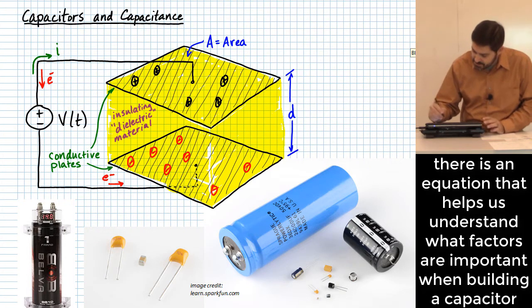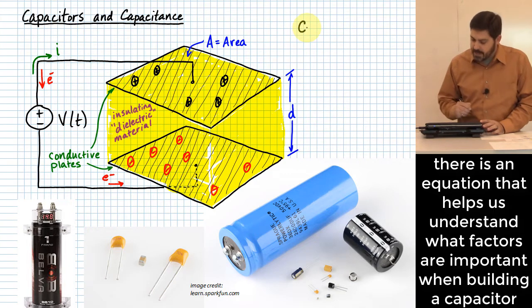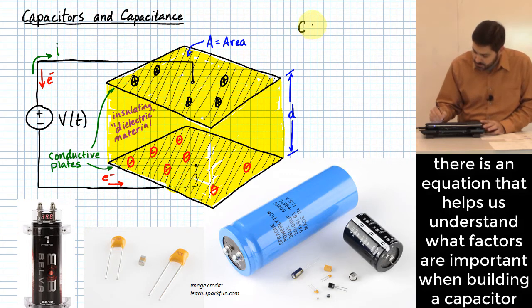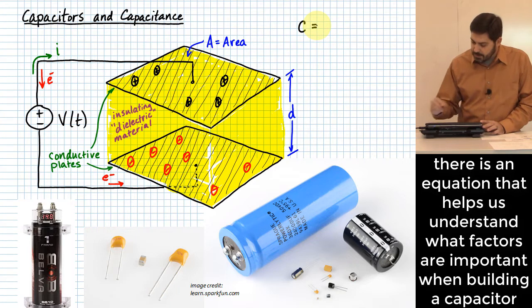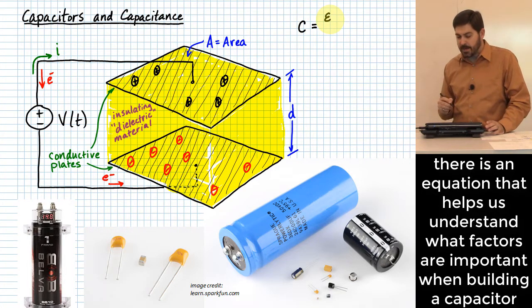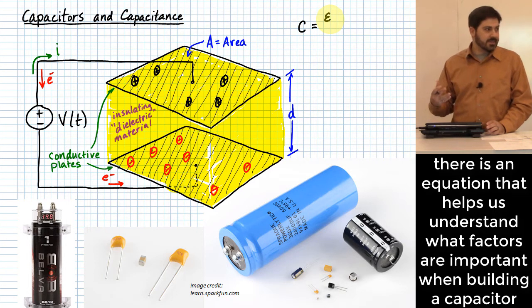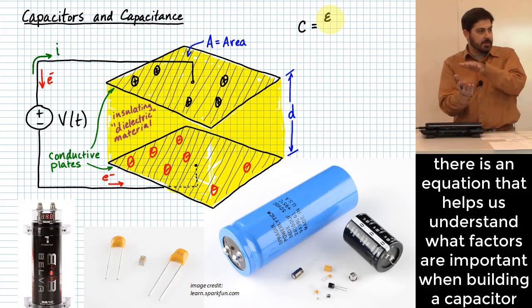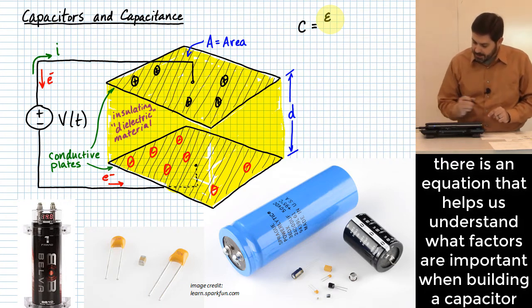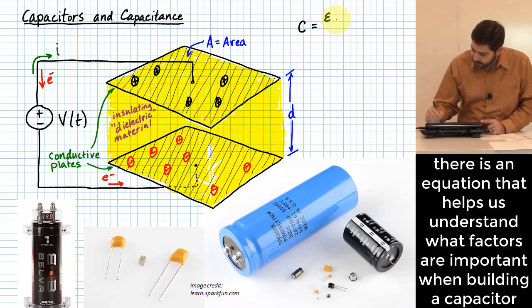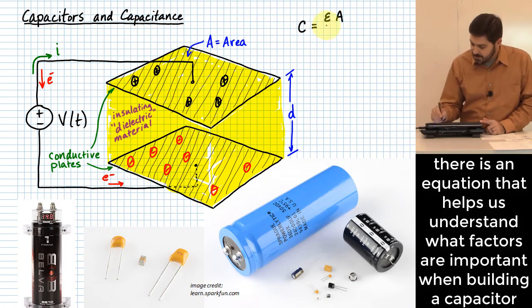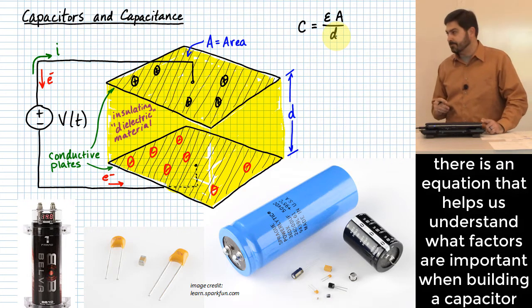The capacitance that you have for a parallel plate capacitor like this one is going to be equal to a parameter that we denote with a little epsilon. That parameter is called permittivity, and it's a material property of the medium that is going to be between the two plates. This is going to be multiplied by the area of the plates, indicated there as A, divided by the distance between the two plates, D.